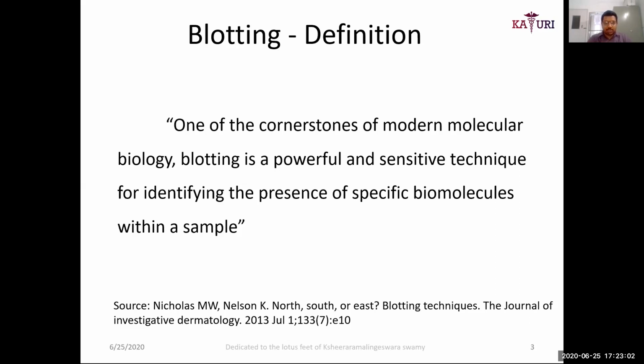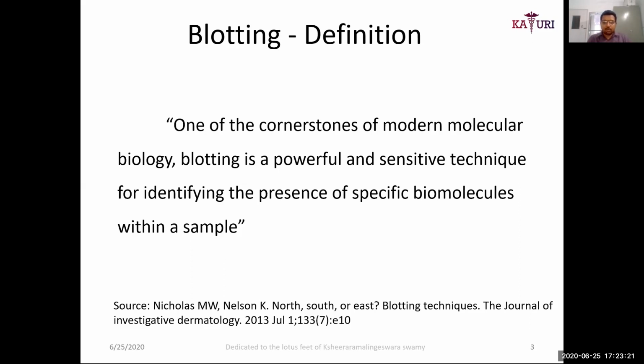You match the known sample with an unknown sample, and identify whether the molecule of interest is present in your sample or not. It's more of identification than quantification. It is a qualitative analysis technique where you can identify whether it is present or not.